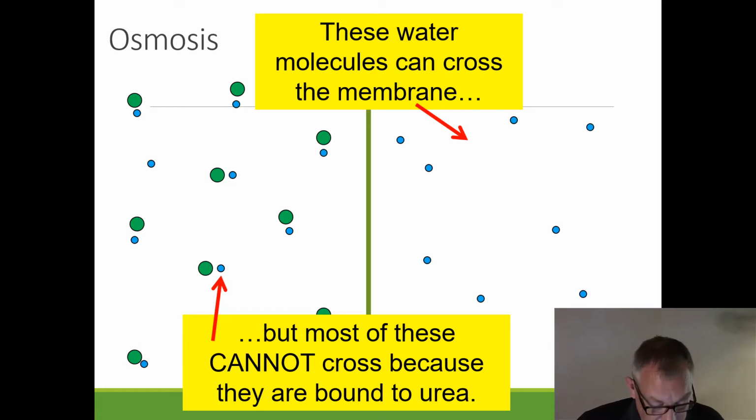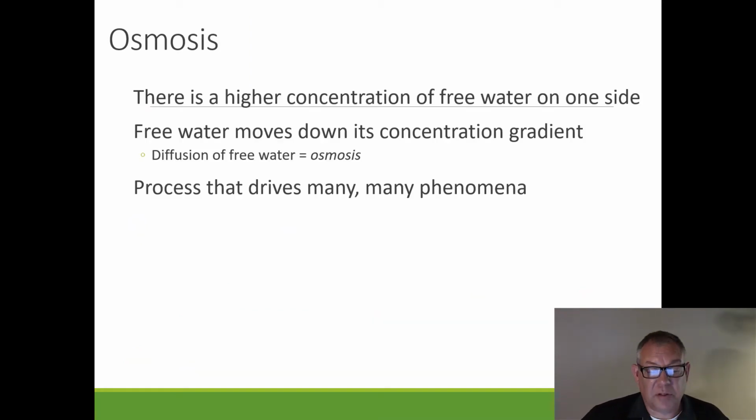That's what osmosis is. So there's a higher concentration of free water on one side, and that free water is going to spread out at random, and it's going to be able to cross the membrane. And so you're going to have a net movement of free water molecules across the membrane until the concentrations are equal. It's just like the diffusion we talked about earlier, but now it's a diffusion of water, but not any water, free water.